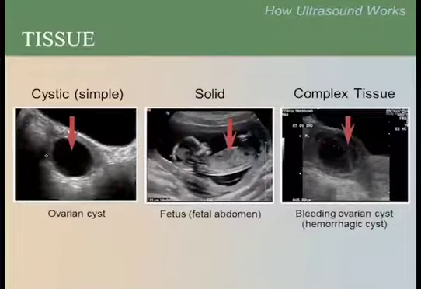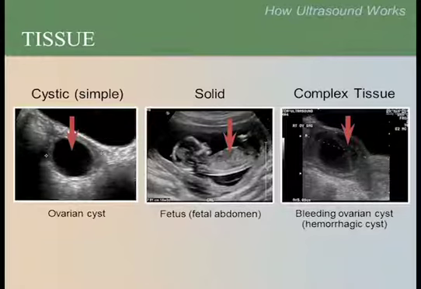There is another set of terms we use to describe tissues seen by ultrasound. In these images, we can clearly see three different types of tissue. Tissues are described as cystic, solid, or complex. The left image is an ovarian cyst. The middle image is a fetal abdomen, which appears solid. The right image shows complex tissue, which is an ovarian cyst that is bleeding or hemorrhagic.